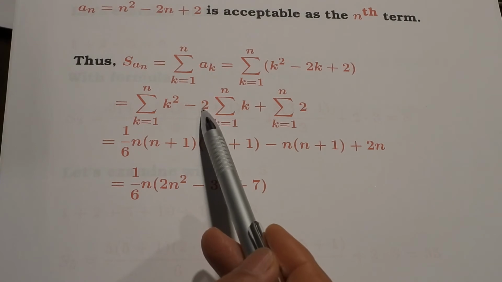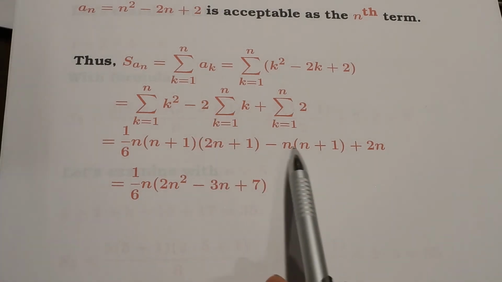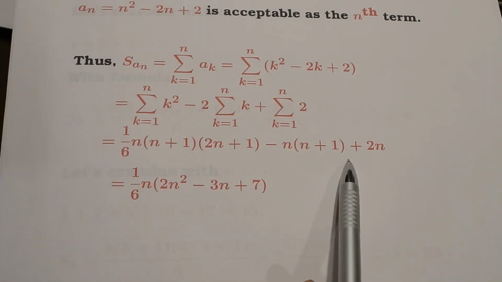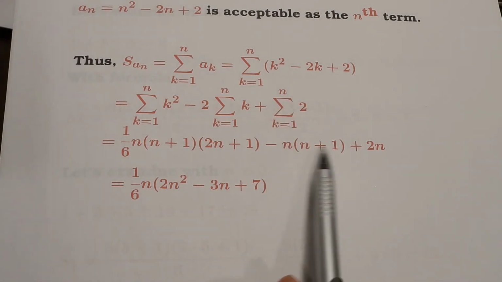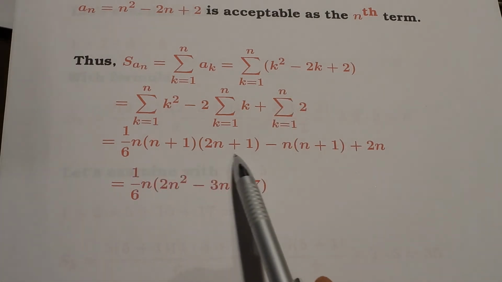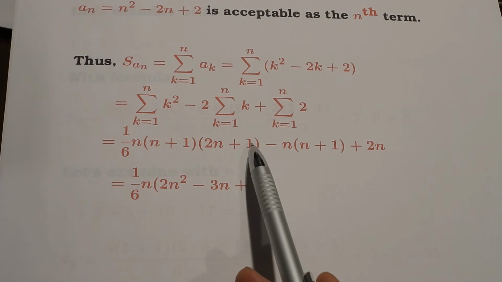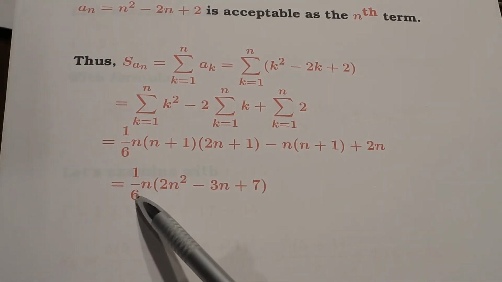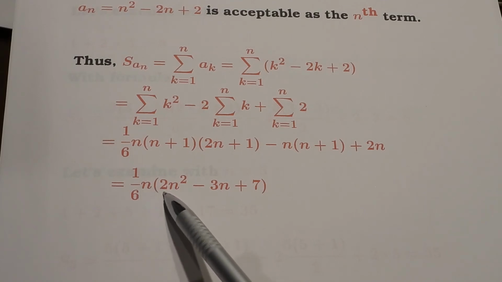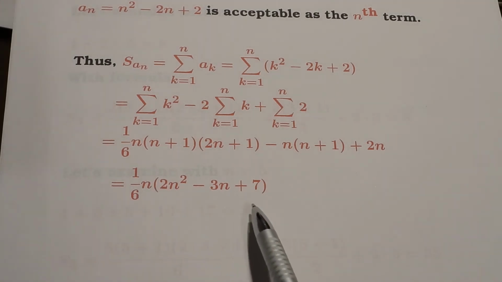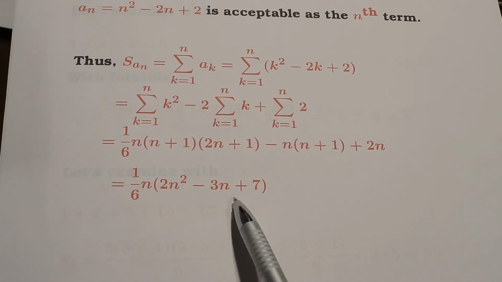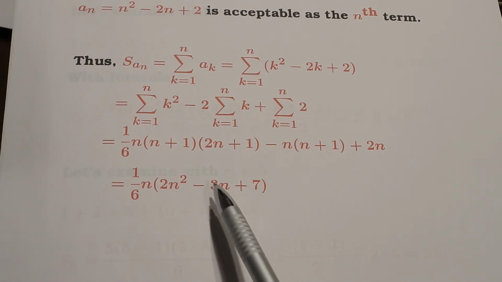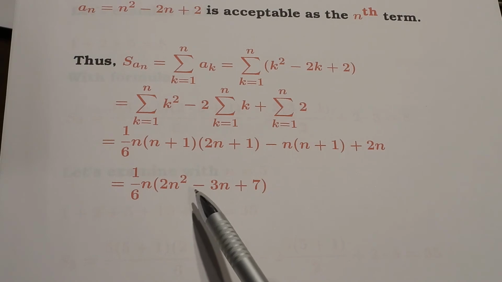So n times n plus 1 divided by 2. And then we times by 2, which means what? 2 and the denominator 2 cancel out. And then 2 times n you have here. You multiply out and simplify using scratch paper, and you will get 1 over 6 times n times 2n squared minus 3n plus 7. Okay? Using the formula, you can get that.